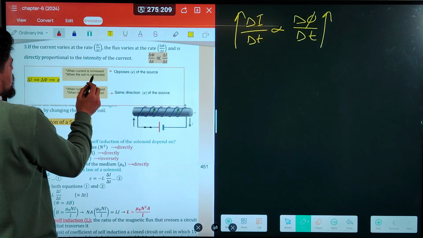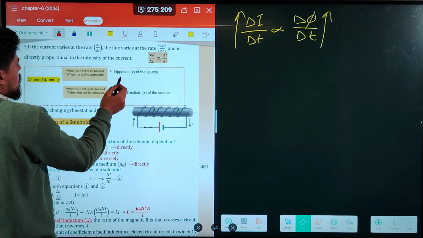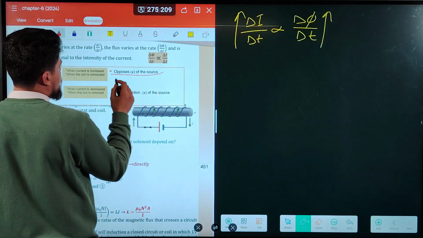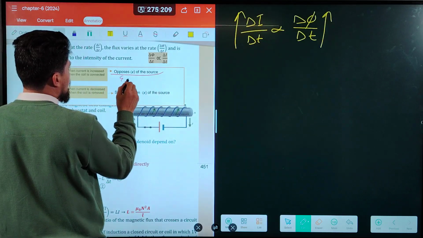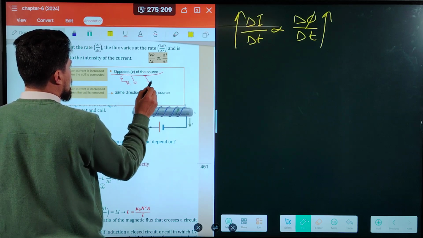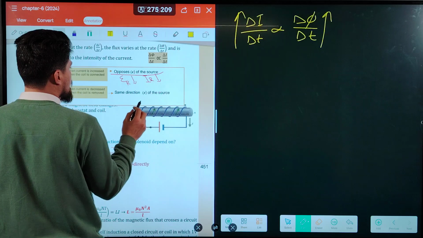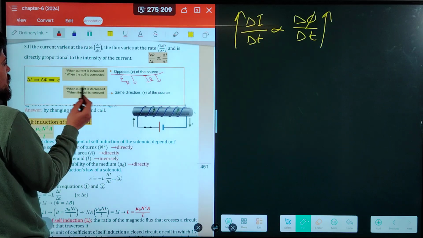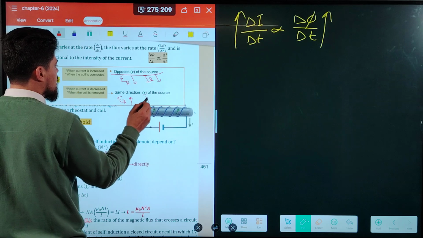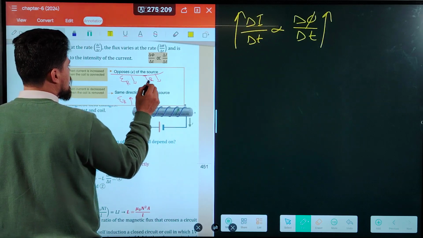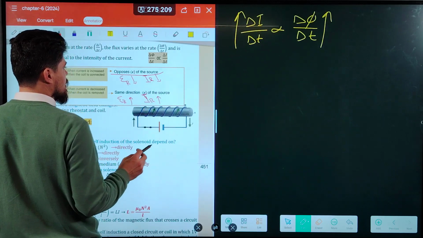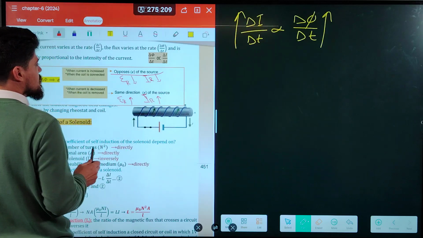When current is increased, or when the coil is connected to the source, the induced EMF becomes opposite in direction, the resultant EMF decreases, and the resultant current decreases and becomes opposite in direction. But when current is decreased, or when the coil is removed, the resultant EMF increases and the resultant current also increases. Here it becomes minus, but here it becomes positive.